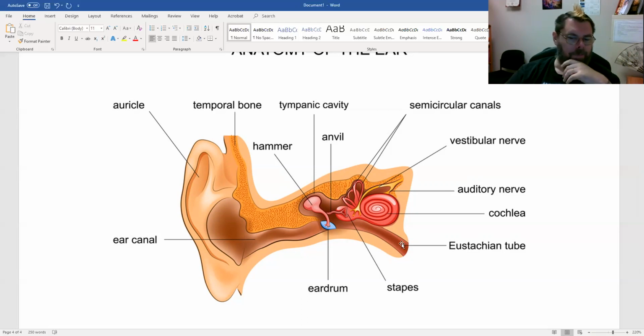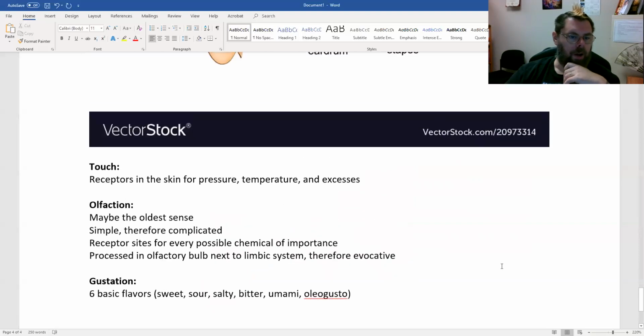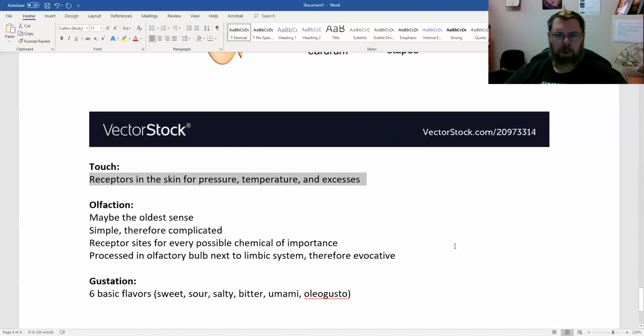That's enough. Let's talk about the other senses. Touch, we've kind of covered this. You have receptors in your skin. They communicate to the brain. Pretty simple. Pressure, temperature, excesses of pressure and temperature, the latter being nociception or pain.